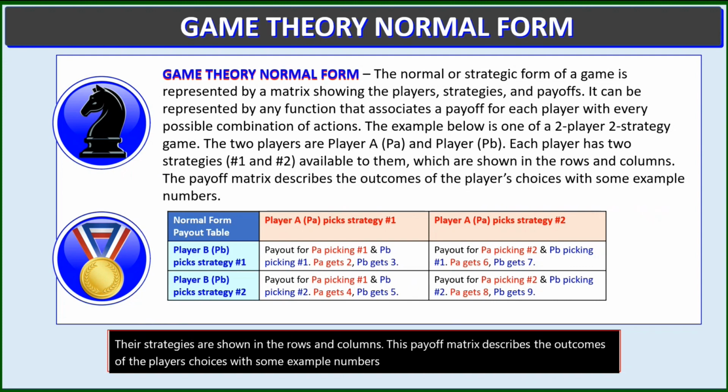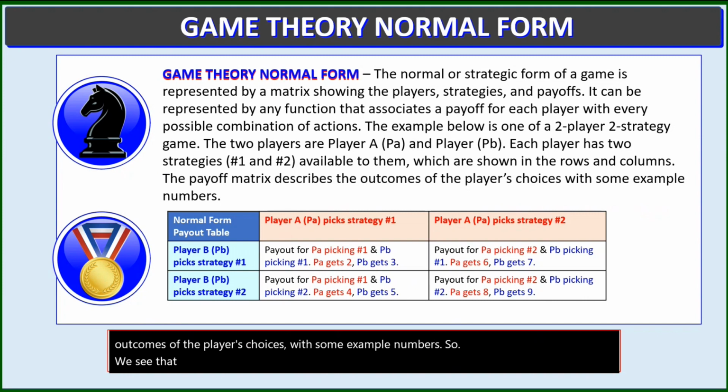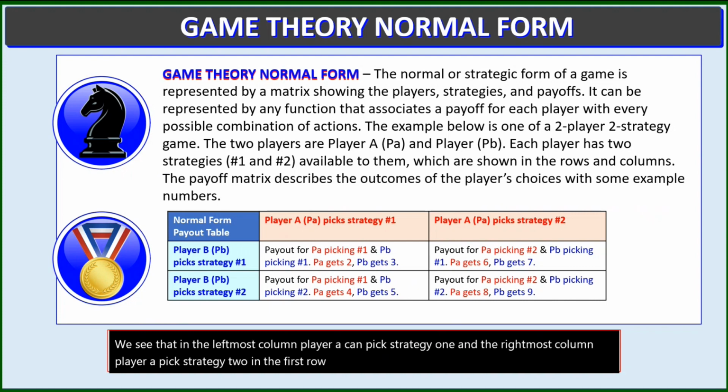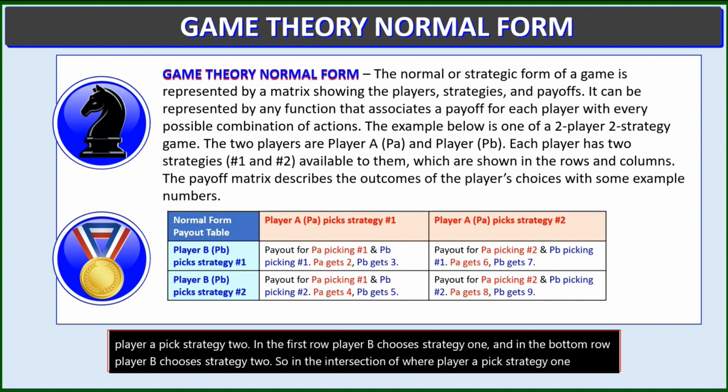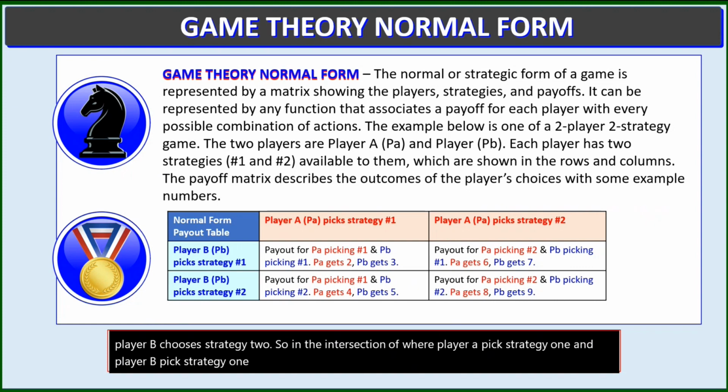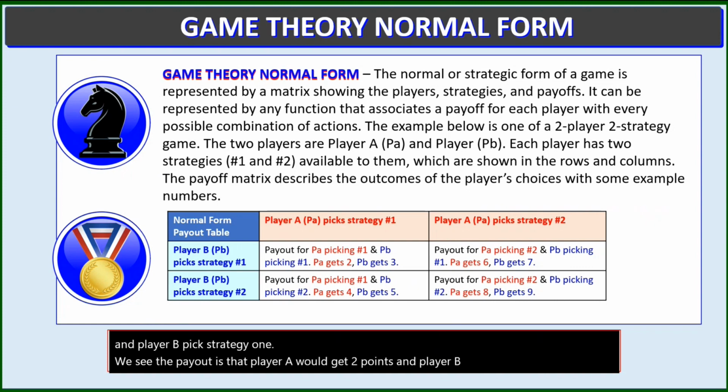So we see that in the leftmost column, player A can pick strategy 1. In the rightmost column, player A picks strategy 2. In the first row, player B chooses strategy 1, and in the bottom row, player B chooses strategy 2. So in the intersection of where player A picks strategy 1 and player B picks strategy 1, we see the payout is that player A would get 2 points and player B would get 3, and so forth.